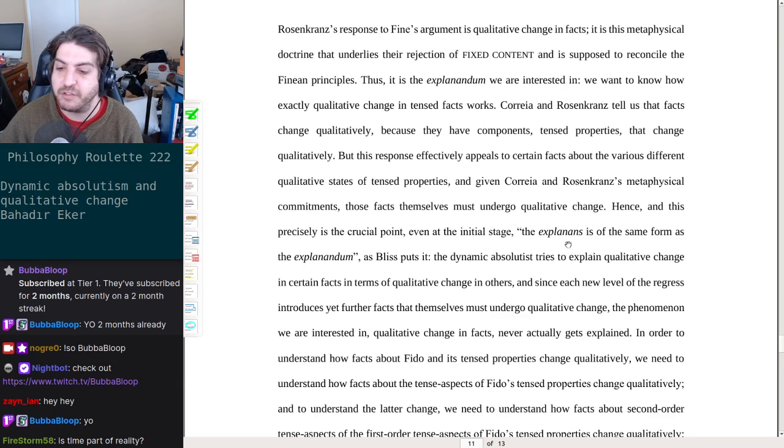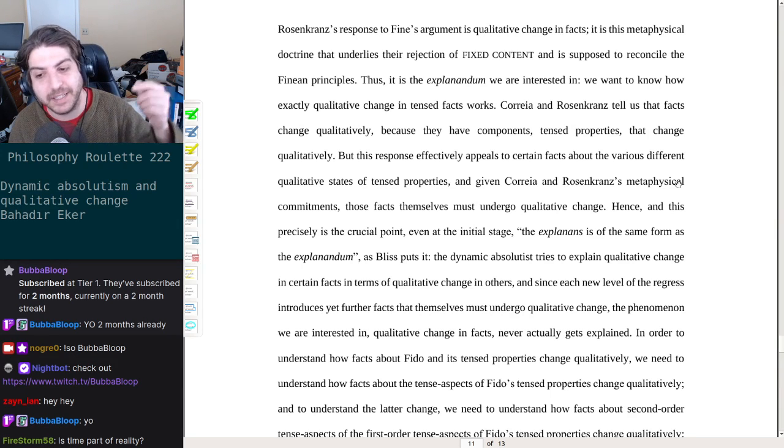So that means the thing you're trying to explain is the exact same thing as the explanation. If you were trying to explain something with the same thing, it's not an explanation anymore, because you've not gained any new knowledge, any new information. If there's no new information in an explanation, and you're just repeating the thing to be explained, you haven't done any work.